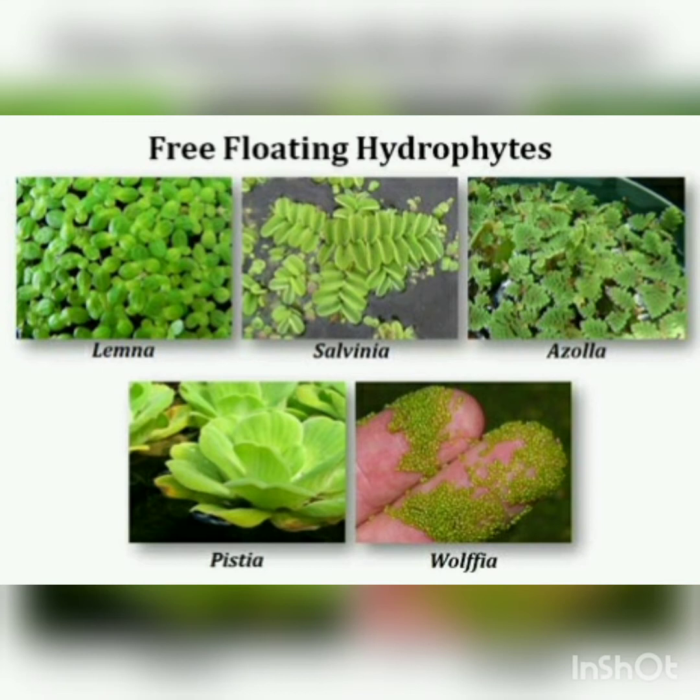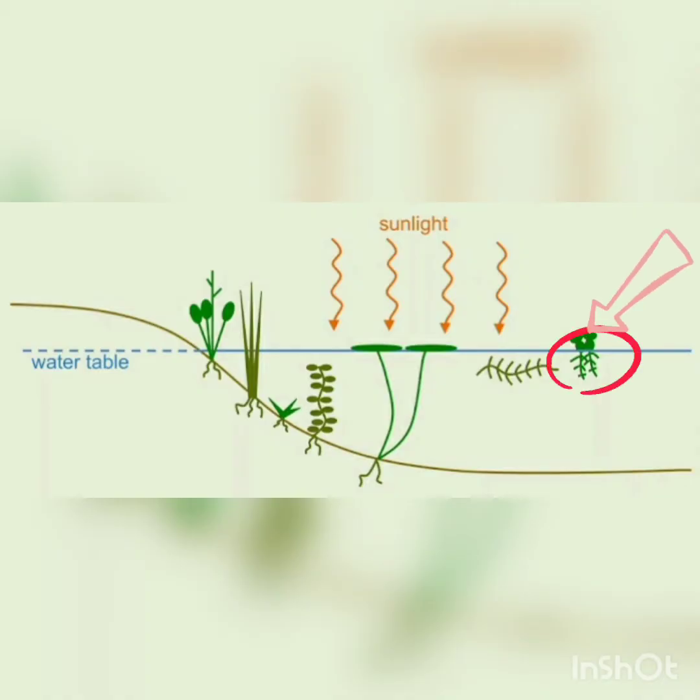The first type is the free floating hydrophytes. These plants float freely on the surface of water. They are not attached to the soil. So these plants float in water and the roots are not attached to the soil. They are called free floating hydrophytes. See in the picture. Those plants are known as free floating hydrophytes. They are floating on the water. Their roots are not even attached to the soil.